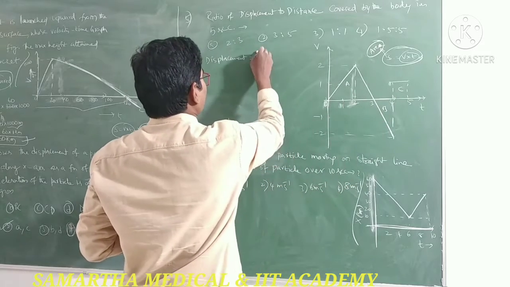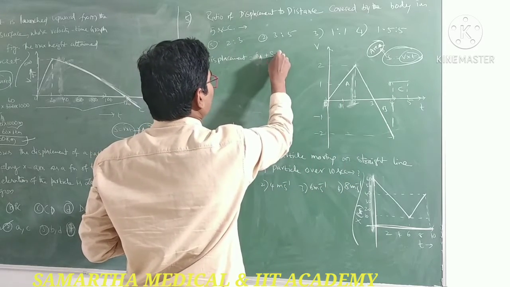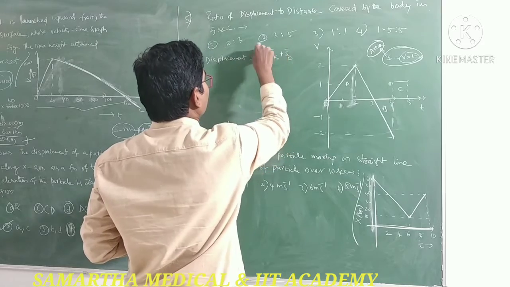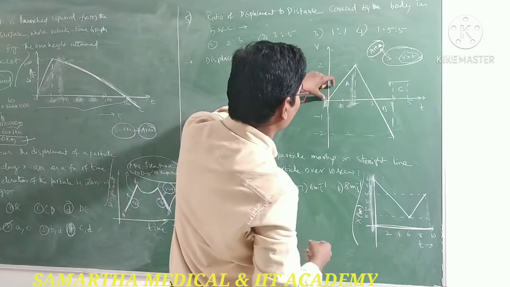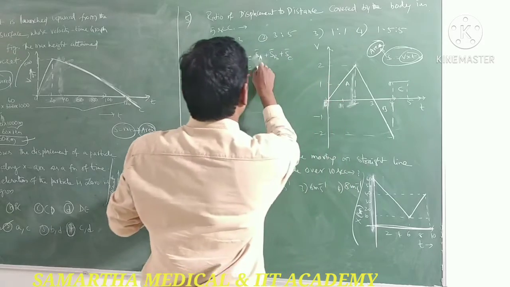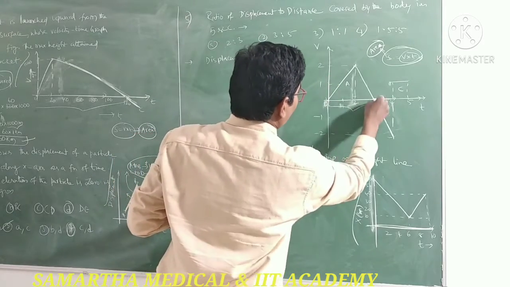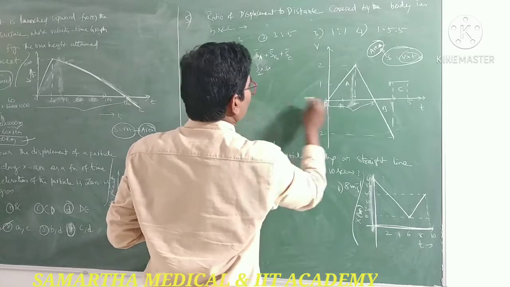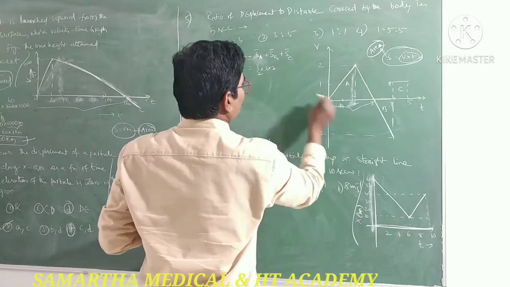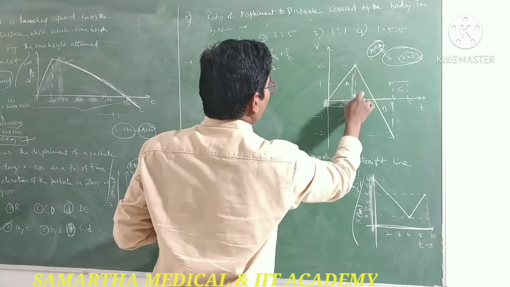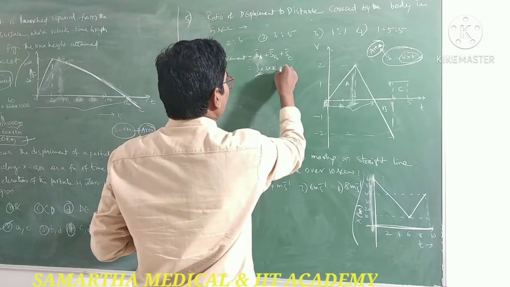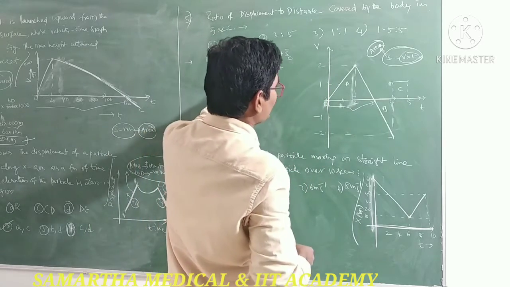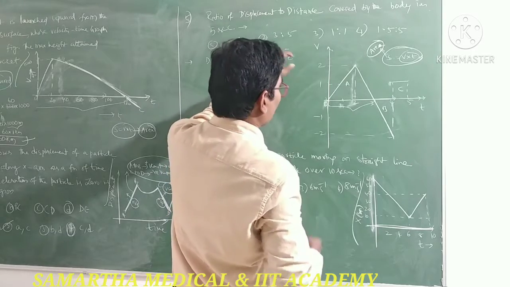For this, the area covered is SA, SB plus SC. All are vectors. So the displacement covered for A is half base into height. Half base, from here to here, is 3, into height 2. From here to here, the height of the triangle is 2 units, 2 meter per second. The 2 gets cancelled, so you get 3. Then plus the area covered by triangle B.